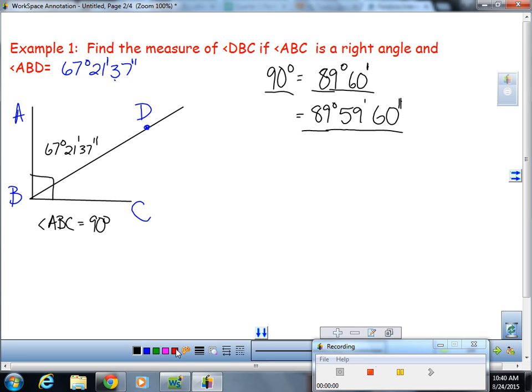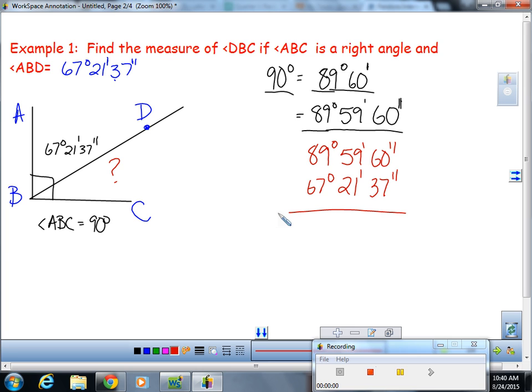So to find out what this angle is, we need to take 90 degrees, which we are going to write as 89 degrees, 59 minutes, and 60 seconds. And you need to subtract 67 degrees, 21 minutes, and 37 seconds.